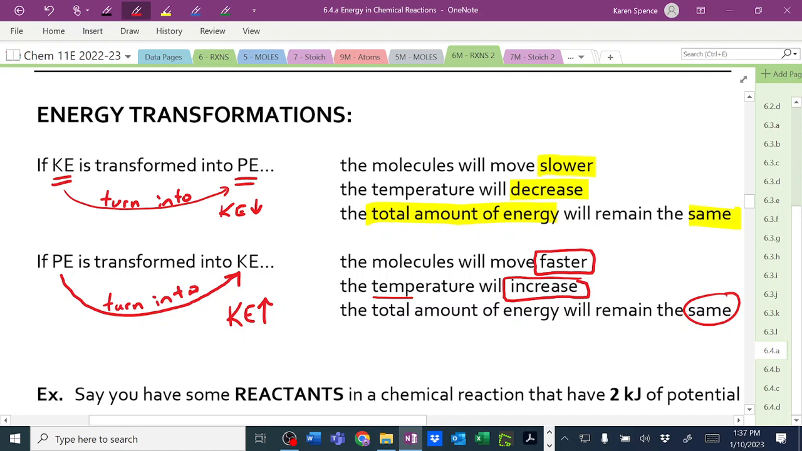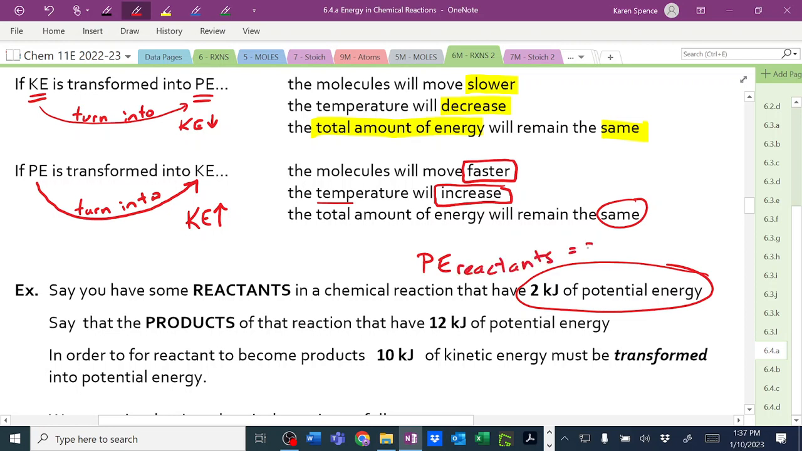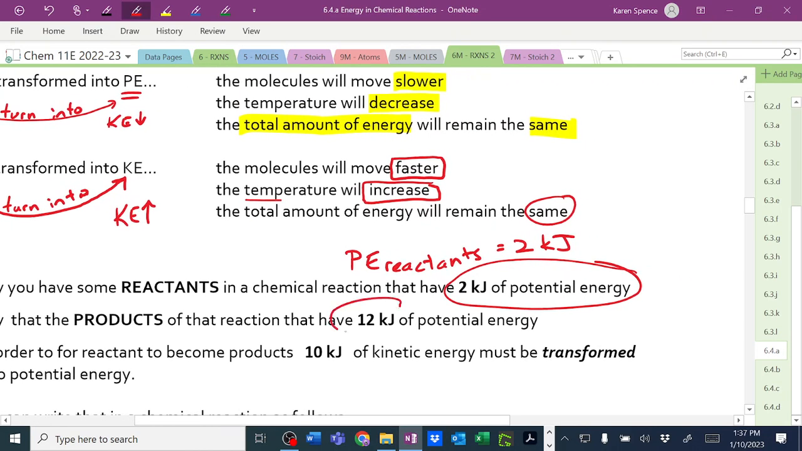But the total amount of energy will, of course, stay the same. So let's say you have some reactants. Got some reactants, and they're in a chemical reaction and they have 2 kilojoules of potential energy. Okay, so the potential energy of the reactants is 2 kilojoules. Now let's say we have some products and the potential energy of the products is 12 kilojoules.